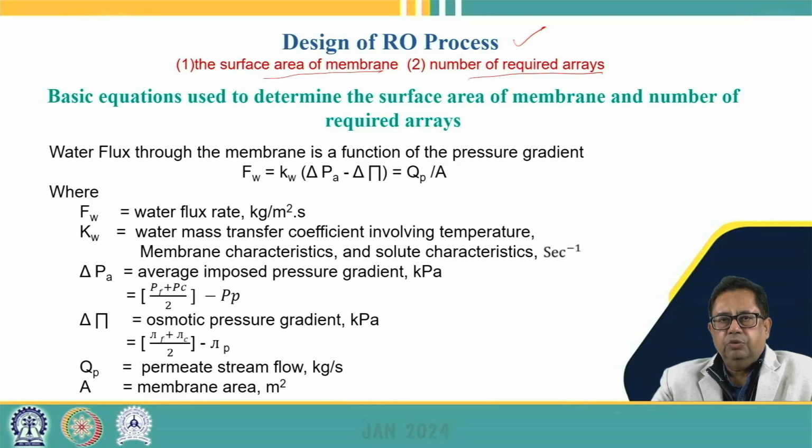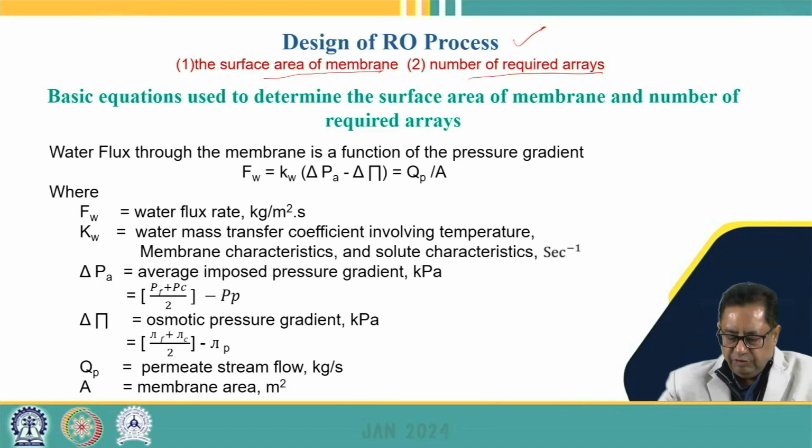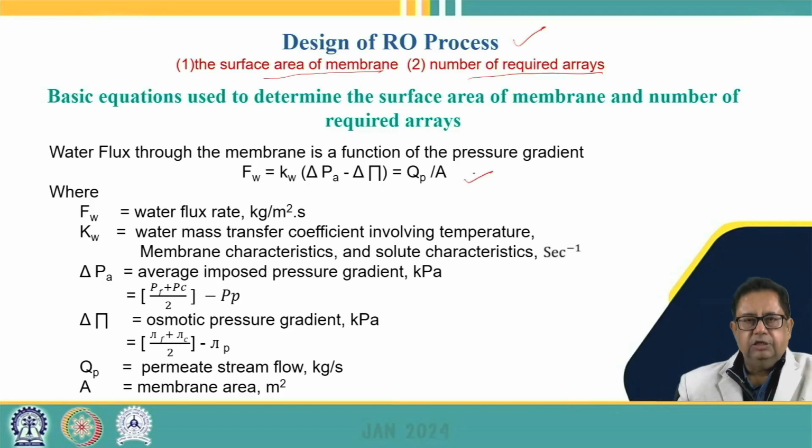There are two basic equations that we'll be using for the design of the RO processes. One is the solvent flux passing through the membrane, and the other is the solute flux passing through the membrane. When we talk of the solvent flux, here in this case the water, this is a function of the pressure gradient, which we have already discussed. The water flux passing through the membrane in kg per square meter per second is equal to the water mass transfer coefficient times the average imposed pressure gradient minus the osmotic pressure gradient.